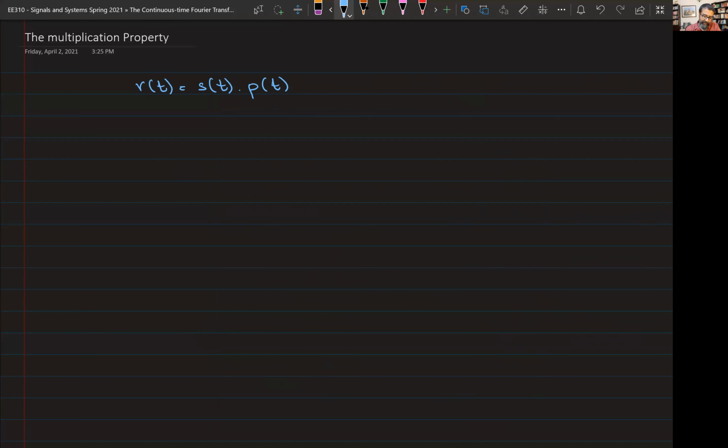So the question is what is the relationship between R of j omega, S of j omega, and P of j omega? I'm not going to do a proof for this, but I can point you to an answer, and perhaps people have already pointed towards that. We found that convolution in the time domain is equivalent to multiplication in the frequency domain.